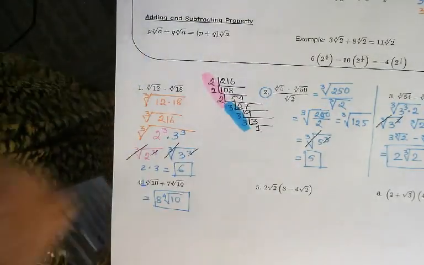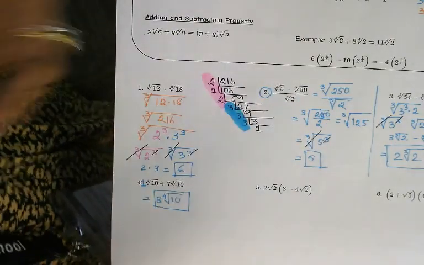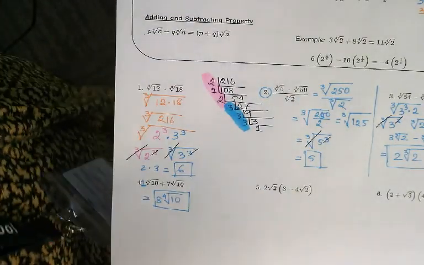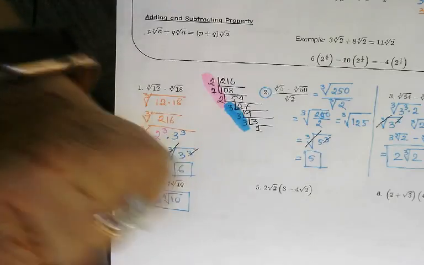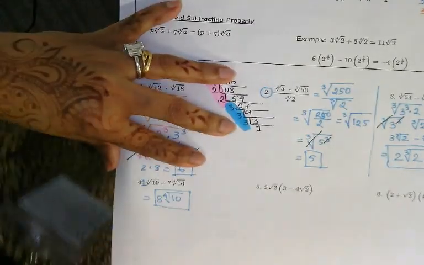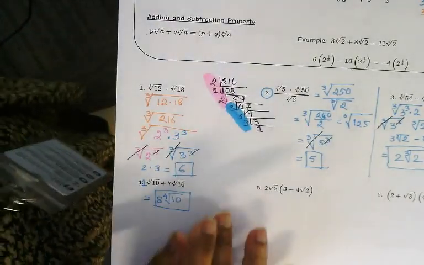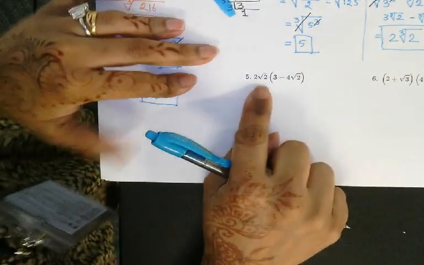That's why I'm saying this is a new concept, but it's not difficult. Once you get the hang of it, it's pretty straightforward. Let's look at number 5. This is the last problem I'm going to do. Then you're going to do the practice work. Look at number 5 over here.